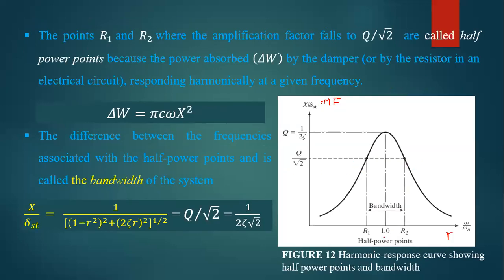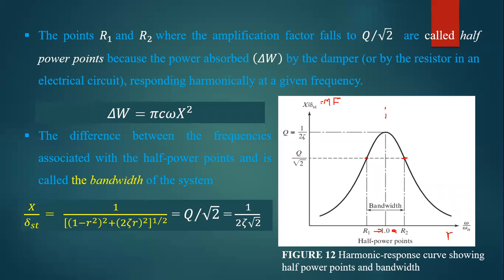So at this point, we can find two values. One is here, another is here. We call them R1 and R2, and from here to here it is 1. From here to here it is 1. This is the point of resonance. Omega over omega n equals 1 means the resonance line.